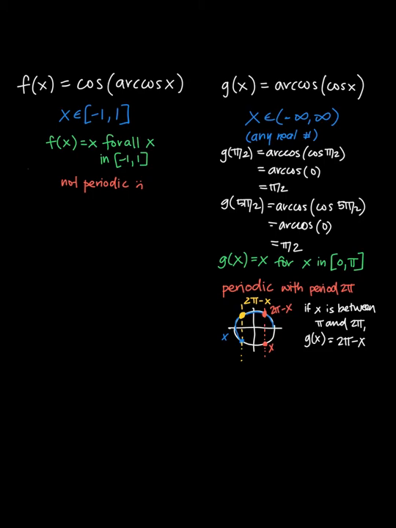So what's interesting about this is that we know that g of x is equal to x from 0 to pi. From pi to 2 pi, we have that g of x equals 2 pi minus x. And so now we have a whole period that we could sketch, and then we just have to repeat that for all eternity to get a complete picture of g.